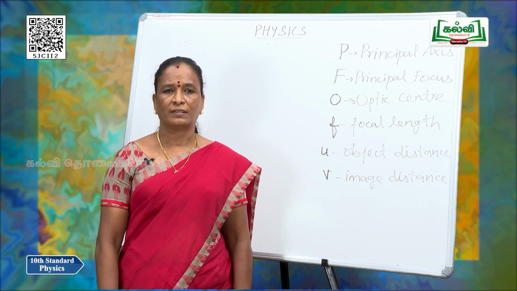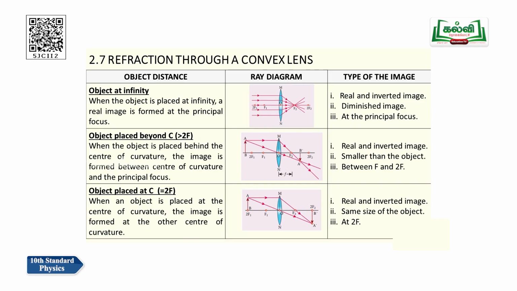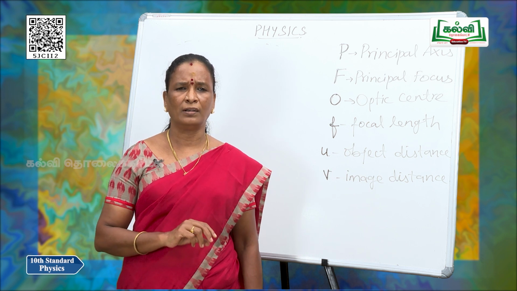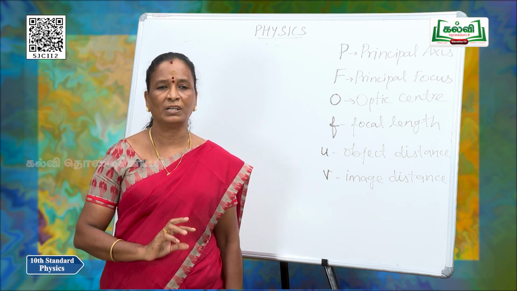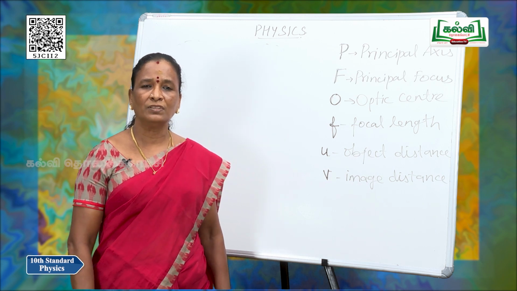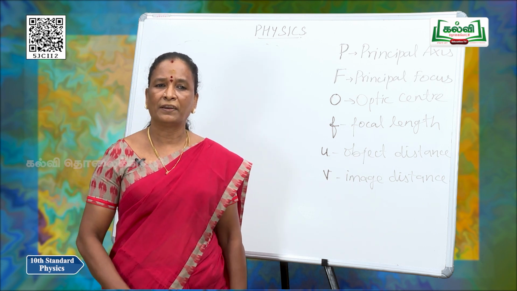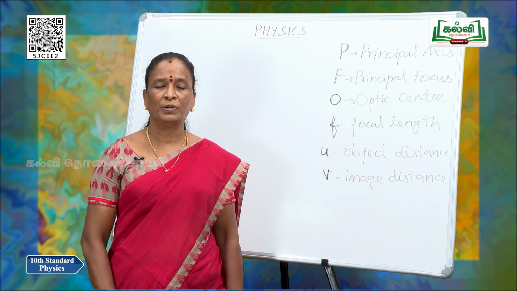Refraction through a convex lens. The first column is the object distance, the second one is the ray diagram, and the type of image formed due to refraction is given in the third column. First, the object distance: the object is at infinity. What is meant by infinity? We can't measure it; we assume it is very far away. When the object is placed at infinity, a real image is formed at the principal focus.